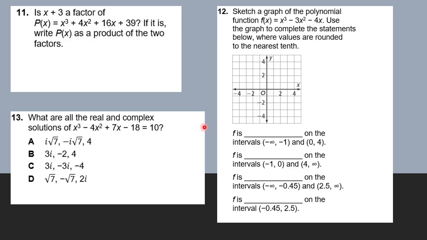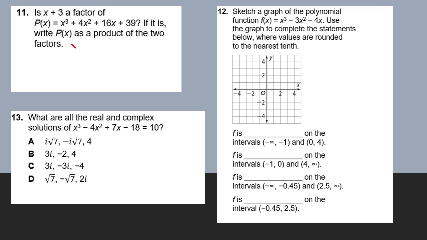Okay, so we left off on number 11 last time. So let's look at this question. It says, is x plus 3 a factor of this polynomial? If it is, write p of x as a product of the two factors. So you have a choice here. You can either do long division or you can use synthetic division. I'm going to show you both ways, and again, you can choose which one you prefer.